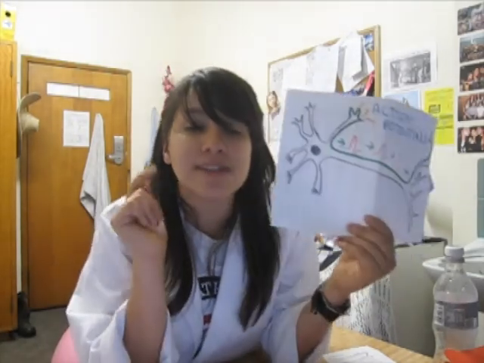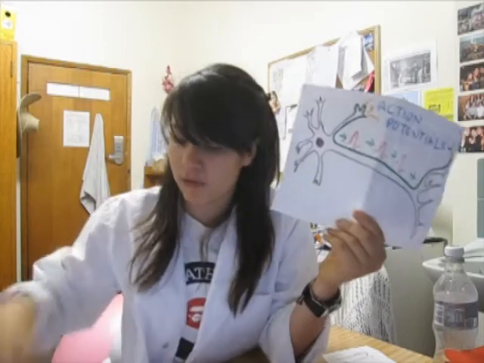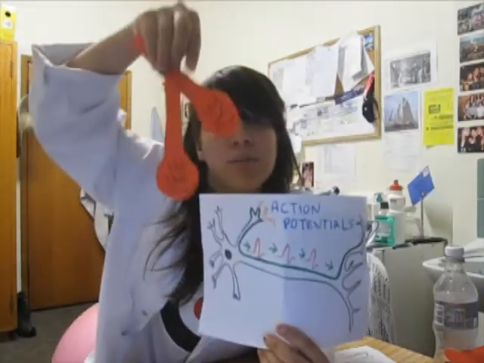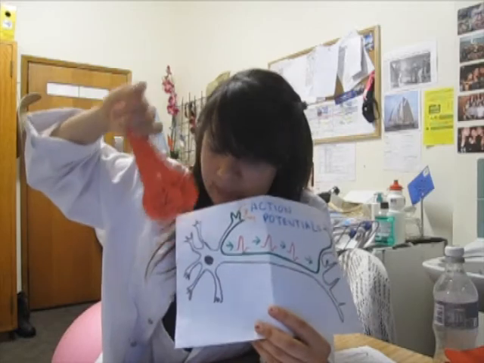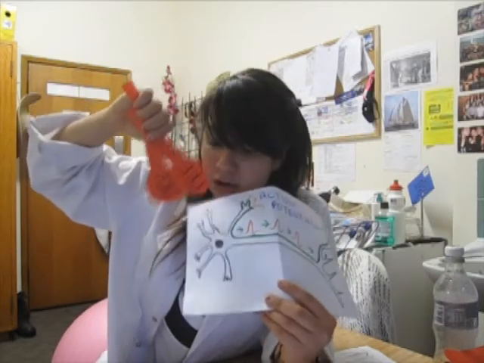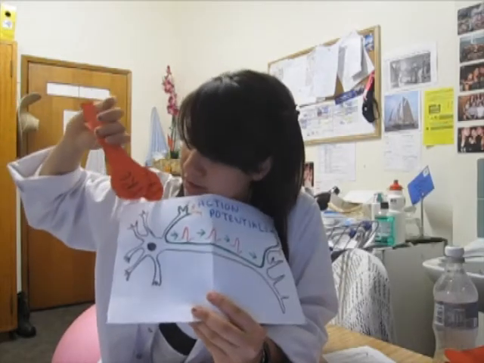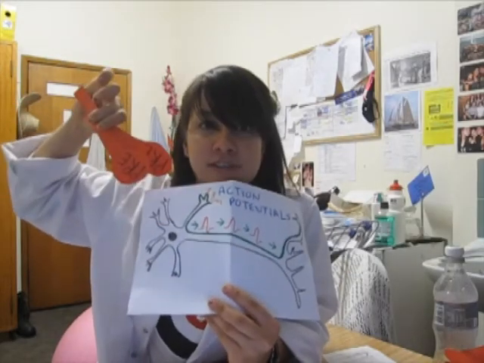Spatial summation is the summation of potentials from many different presynaptic neurons. They all come at the same time, so they're all stimulated at the same time, and so the potential adds up, hence reaching threshold. So here are three examples of reaching threshold. The first one, threshold wasn't reached. The second one is temporal summation, and the third one is spatial summation.